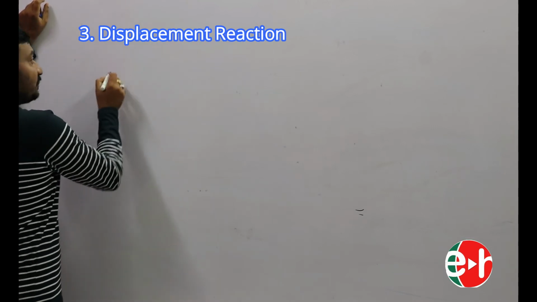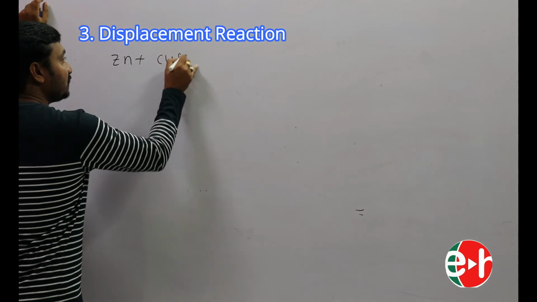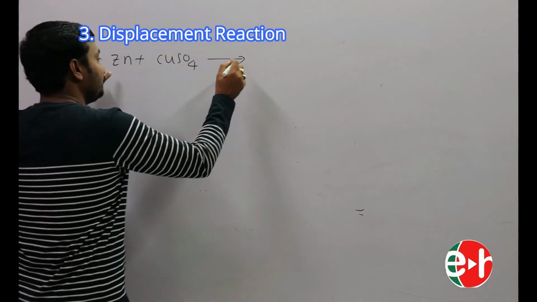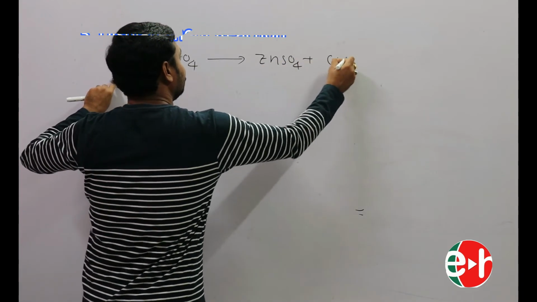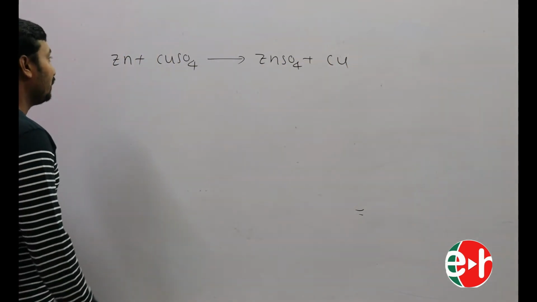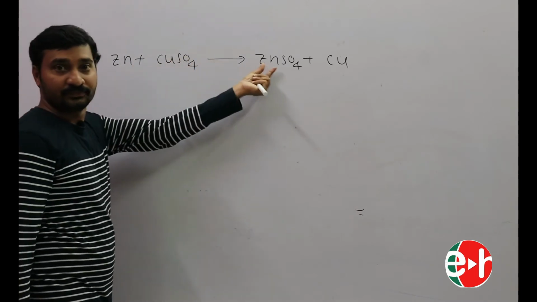Next, third one, displacement reaction. See, in this, for example, Zn plus CuSO4 gives rise to ZnSO4 plus Cu. See, here what happened? Zinc displaces copper.